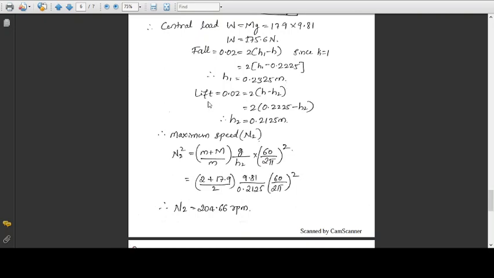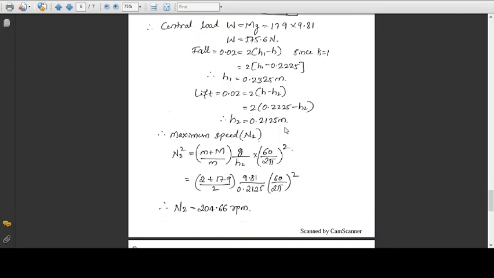Then we'll consider the lift of the sleeve. When it is lifting, it is equal to 2 into (h minus h2). Here you can see the difference in the equation, and we need to remember these equations to solve the problems. If you are considering the fall, it will be 2 times (h1 minus h). If you are considering the lift, it is 2 times (h minus h2). By substituting the known values, you will get the value of h2 as 0.2125 meter.